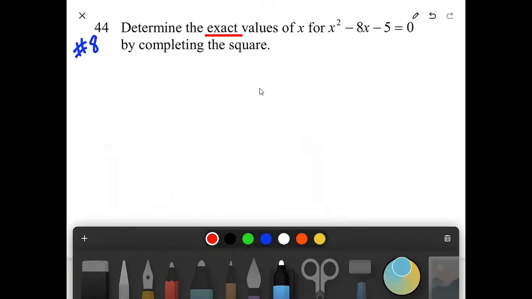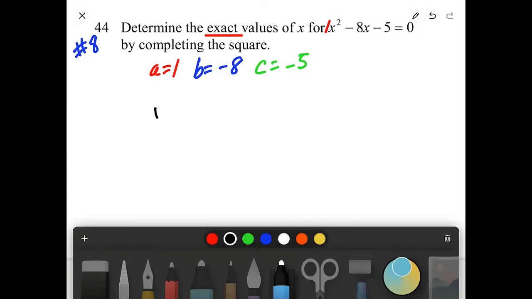We know that the A term is 1, the B term is -8, and the C term is -5. Because this needs to be exact, I'm not going to use insolve. I'm just going to put the quadratic formula in there, simplify what's inside the square root, and leave that. That'll be the solution. Let me show you what I mean.